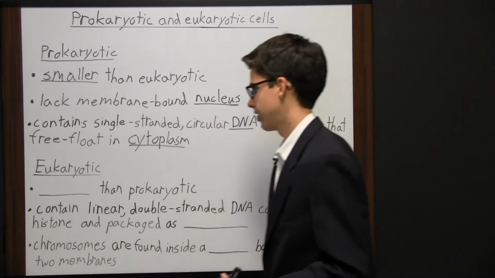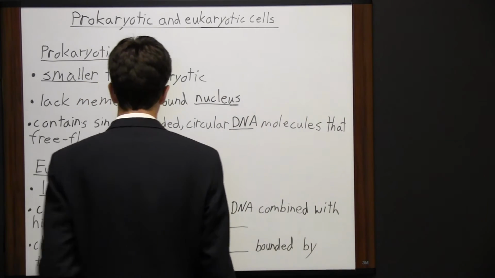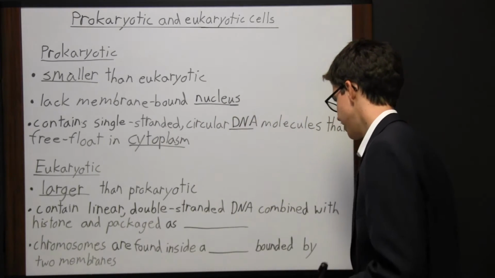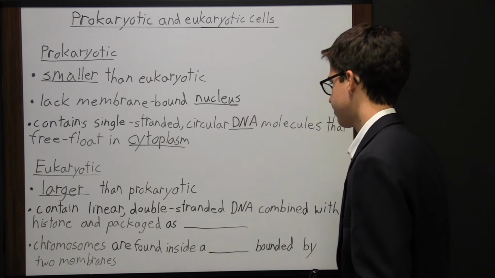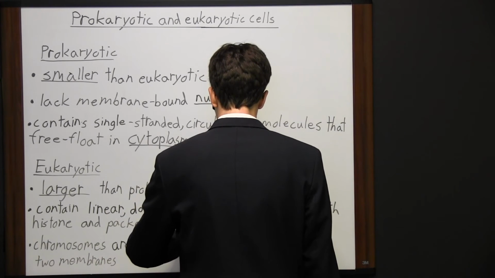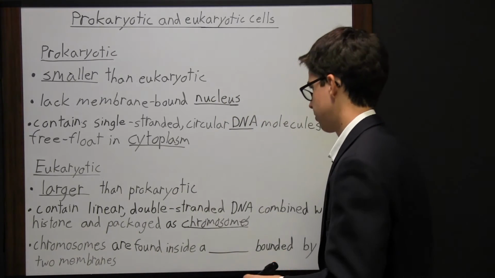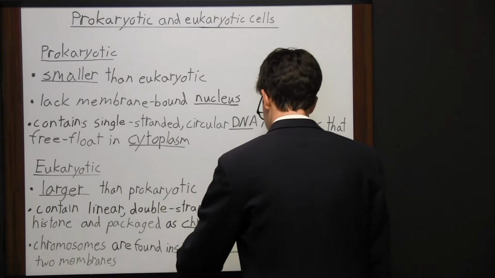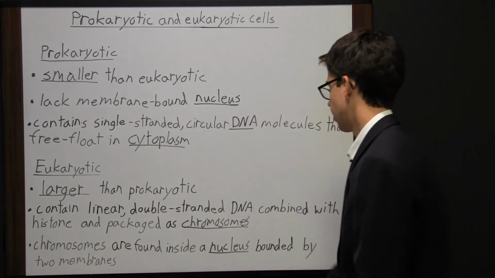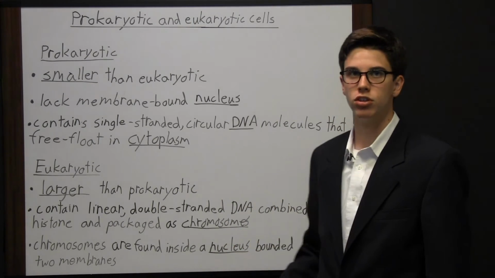Then we have eukaryotic cells, and so these are going to be obviously larger than prokaryotic cells. And these contain linear, double-stranded DNA combined with histone and packaged as chromosomes. And then the chromosomes are found inside a nucleus bounded by two membranes. So notice here, the eukaryotic cells do have a membrane-bound nucleus.